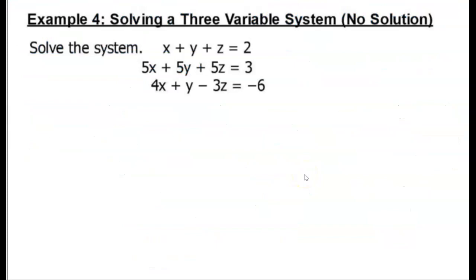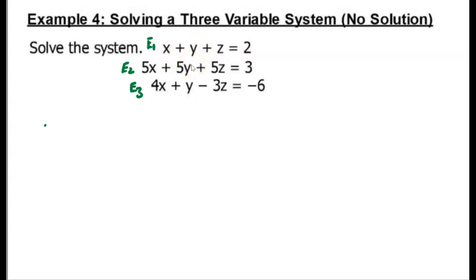Okay, on this one, we're going to do the same thing. So this is just equation 1, equation 2, equation 3. Looking at this, honestly, it looks like it'd be really easy to get the y's to cancel because you have y, 5y, and y. So I'm going to start with equation 1 and equation 2. And I'm going to multiply equation 1 by negative 5. So I get a minus 5y and a plus 5y.